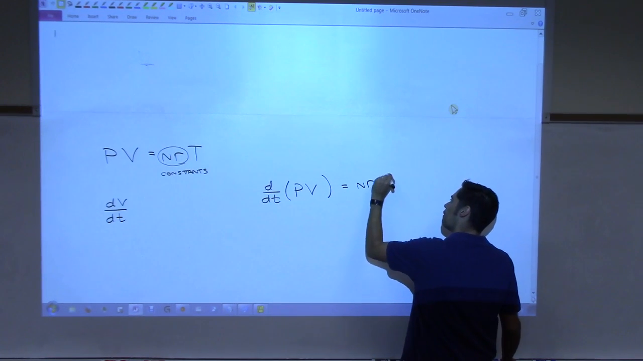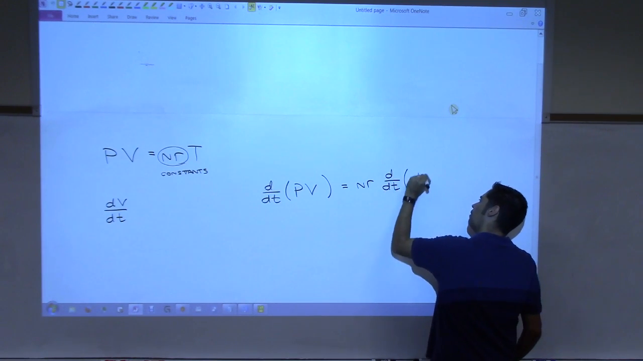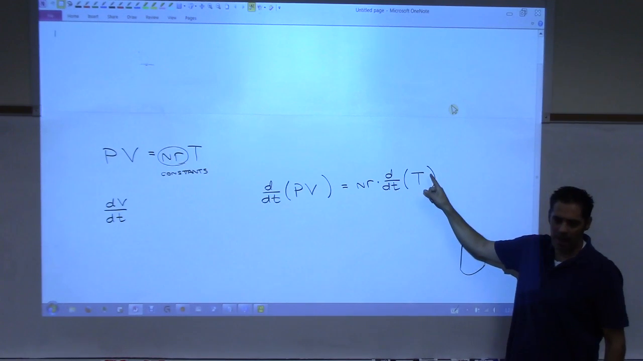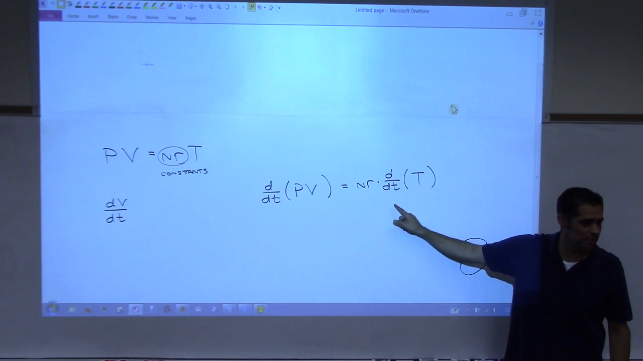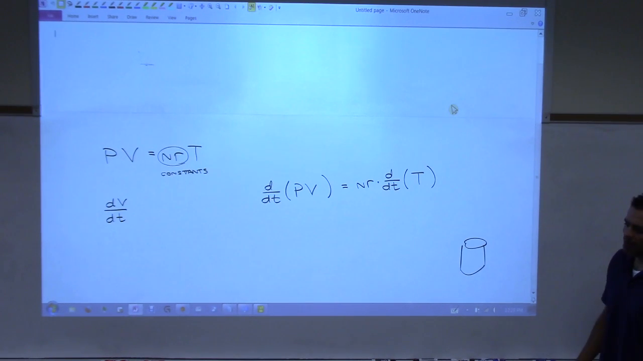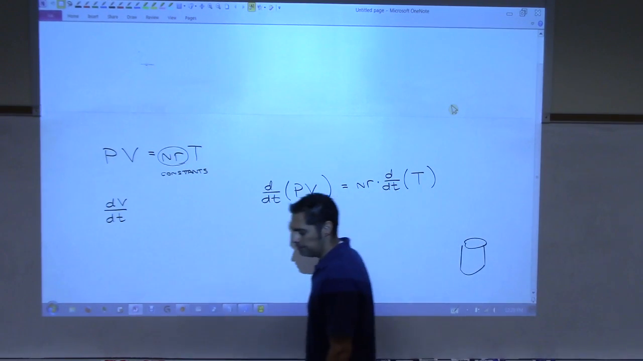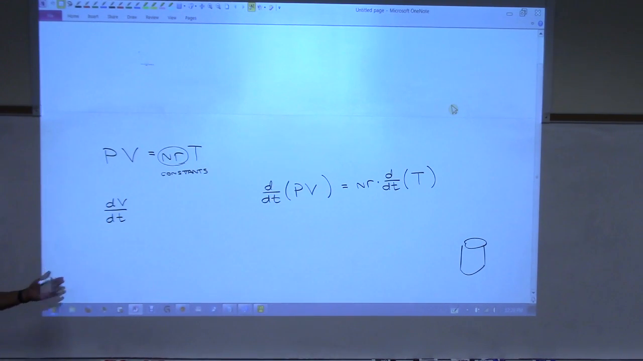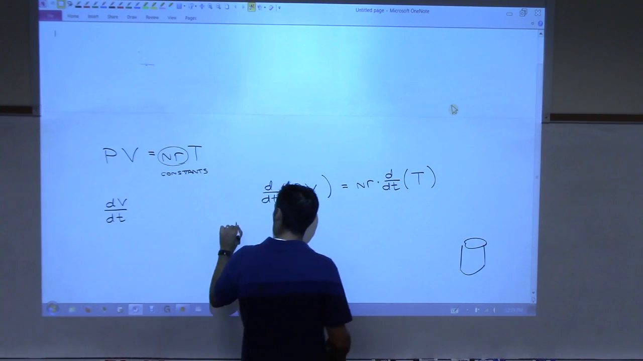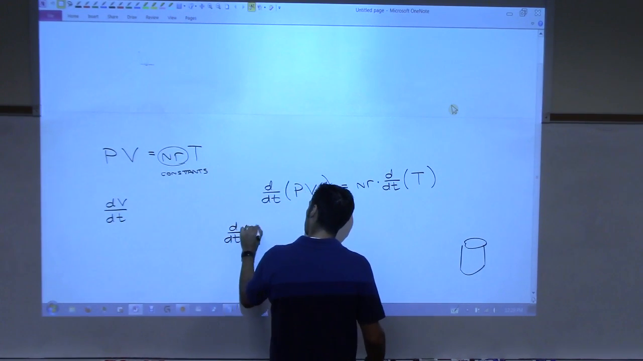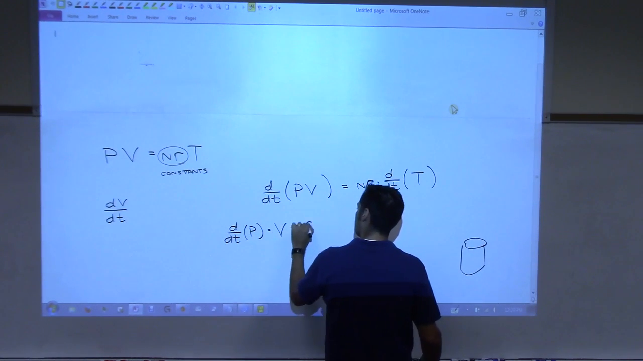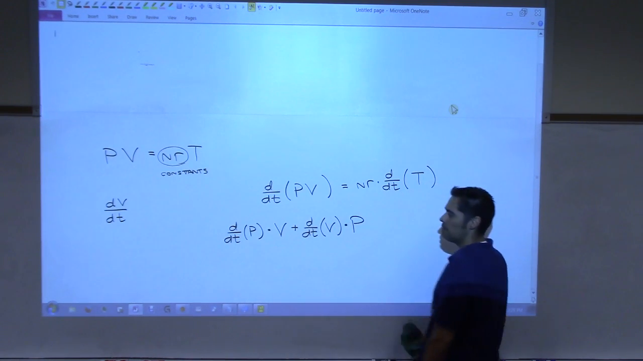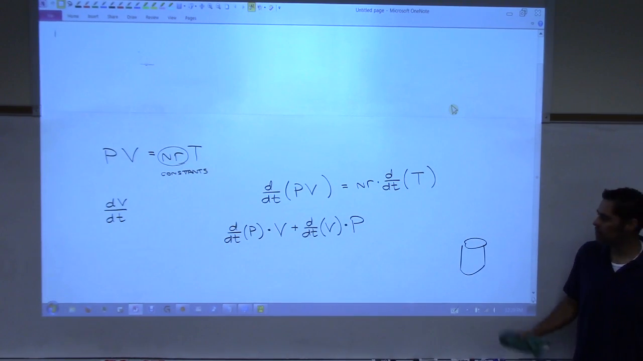Now watch how I write this. These are constants, right? So I'm just going to bring them along for the ride. Also notice little t is not capital T. Capital T is temperature, little t is time, okay? What about that left side? What's the derivative of PV? Product rule. They're both variables. So it's going to be the derivative of the first one times the second plus the derivative of the second one times the first, right? There's your product rule on the left.